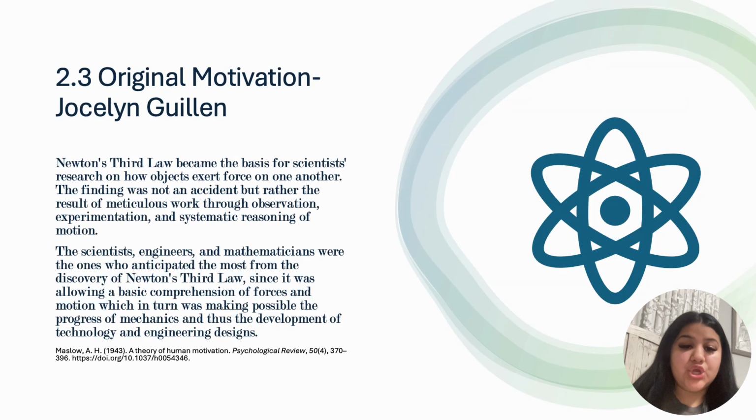Original motivations. Newton's third law became the basis for scientists. Scientists researched how objects exert force on one another. The finding was not an accident, but rather the result of meticulous work through observation, experiments, and systematic reasoning of motions. The scientists, engineers, and mathematicians anticipated the most from the discovery of Newton's third law, since it allowed a basic comprehension of forces and motions, which in turn made possible the progress of mechanics, thus the development of technology and engineering designs.